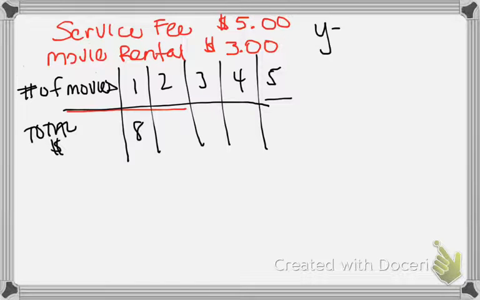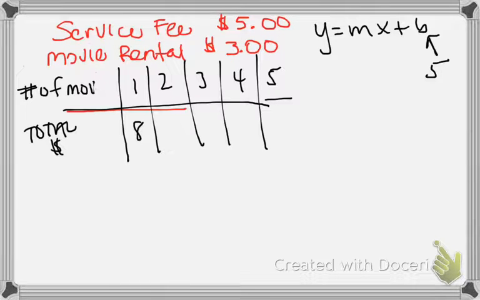So, y equals mx plus b. B is my y-intercept. It's what we start with. In this case, my y-intercept is 5. It's my initial amount, so 5. Now how did I get that? Let's think about this.